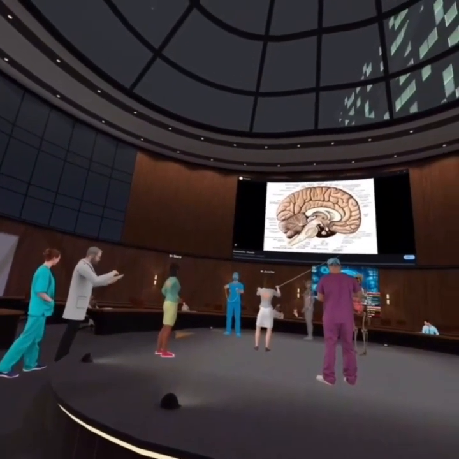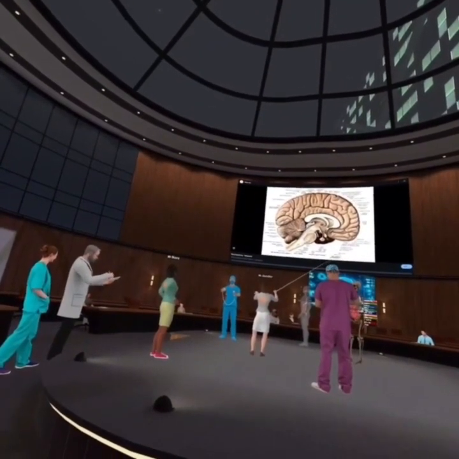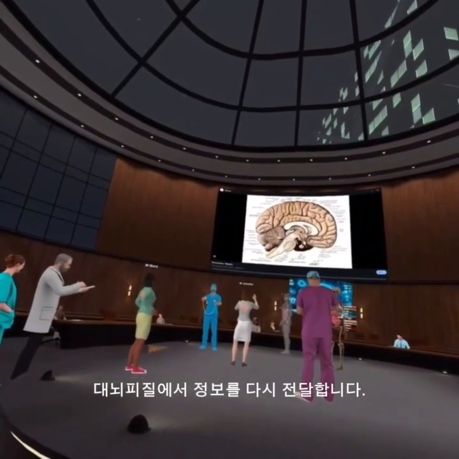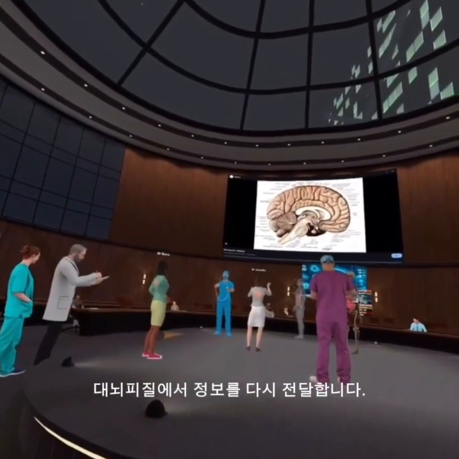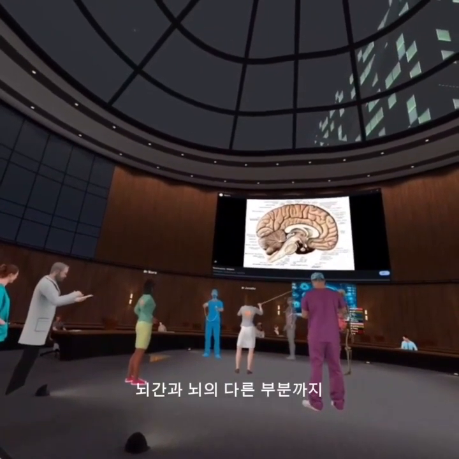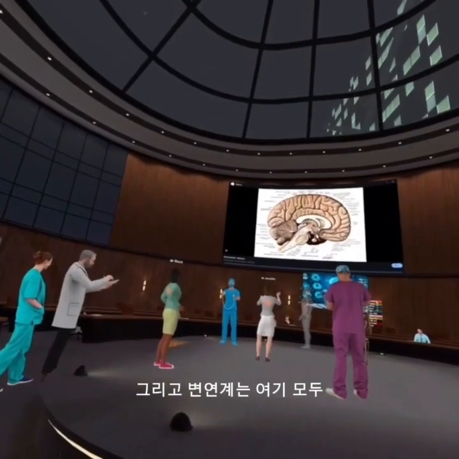Below it, there's the thalamus, which is this area. And the thalamus is largely responsible for relaying information back from the cerebral cortex down to the brainstem and to other parts of the brain and the limbic system all here.